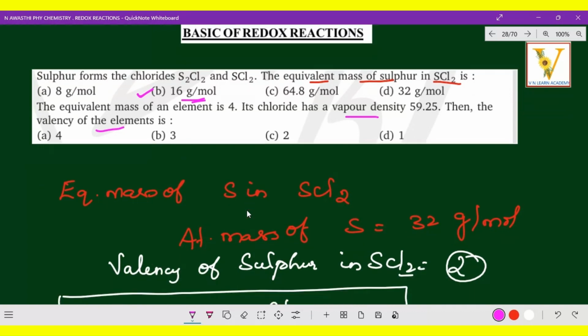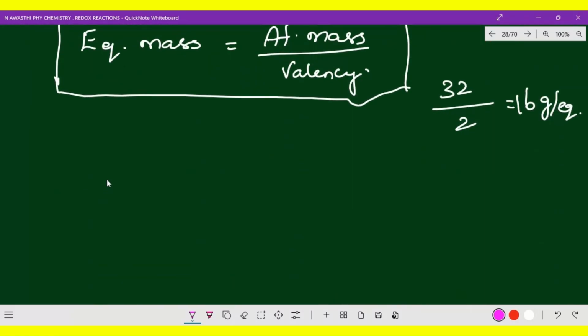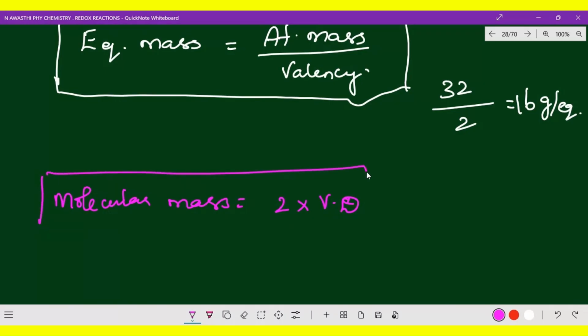This is very simple. You have learned very clearly, right? Okay, come on, let's go for it. First, we'll go for the statement so that it will be easy for us to identify. So here, molecular mass equal to 2 into vapor density. 2 into vapor density, this is one statement, right?